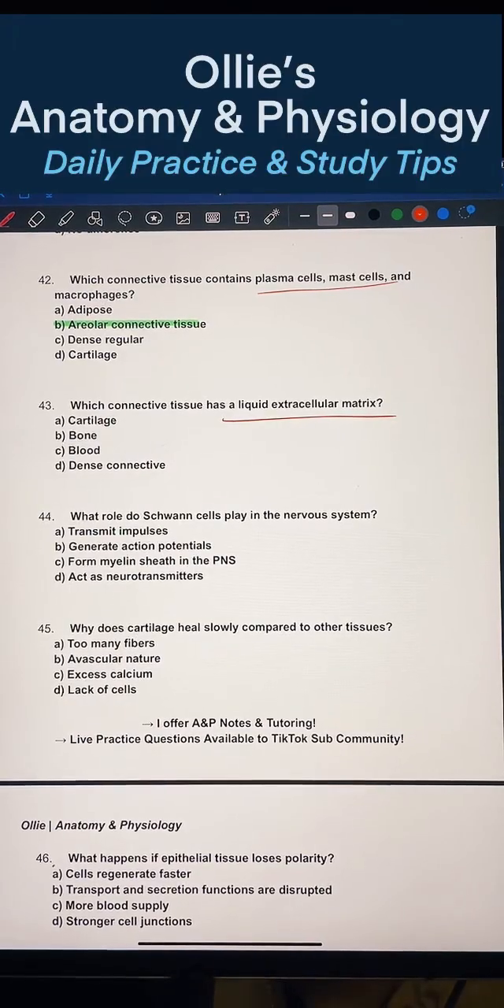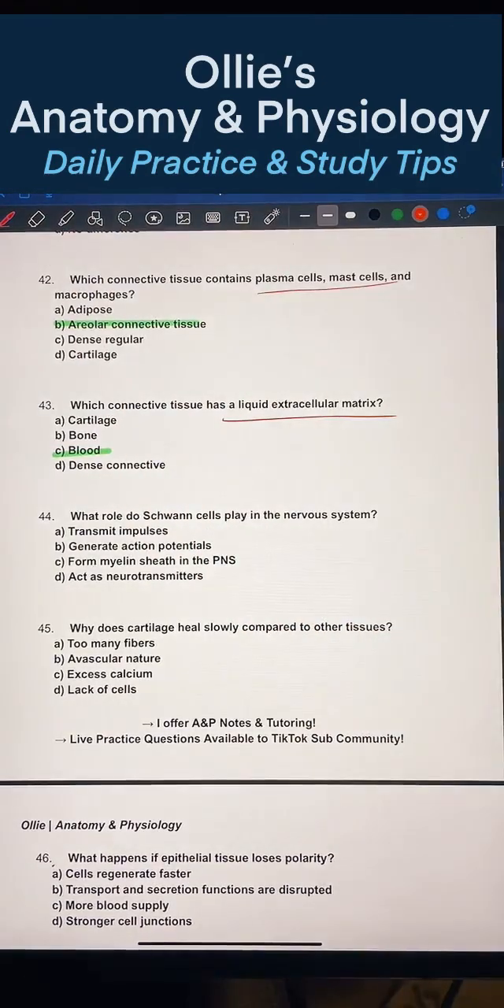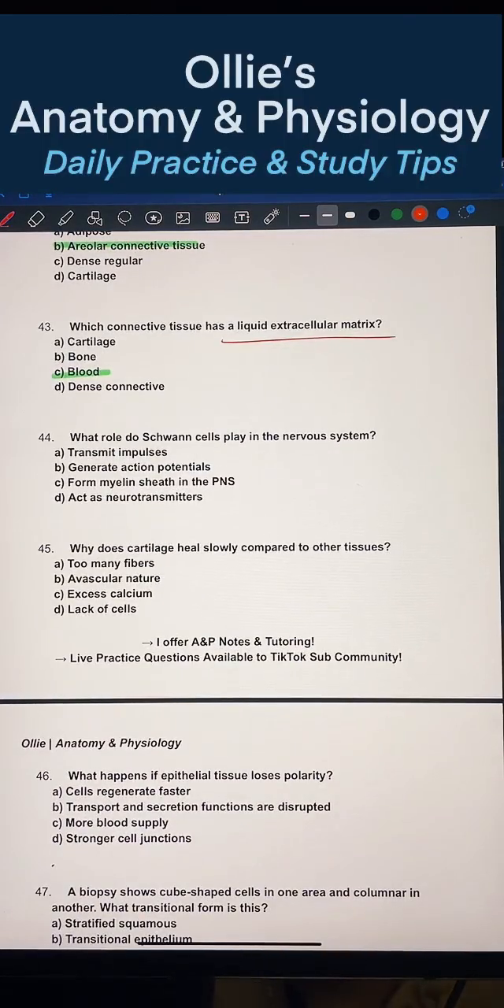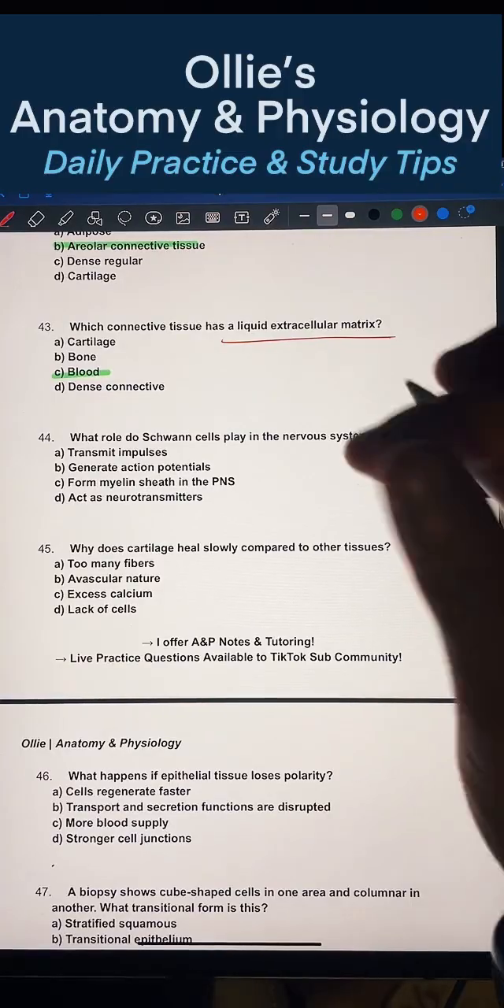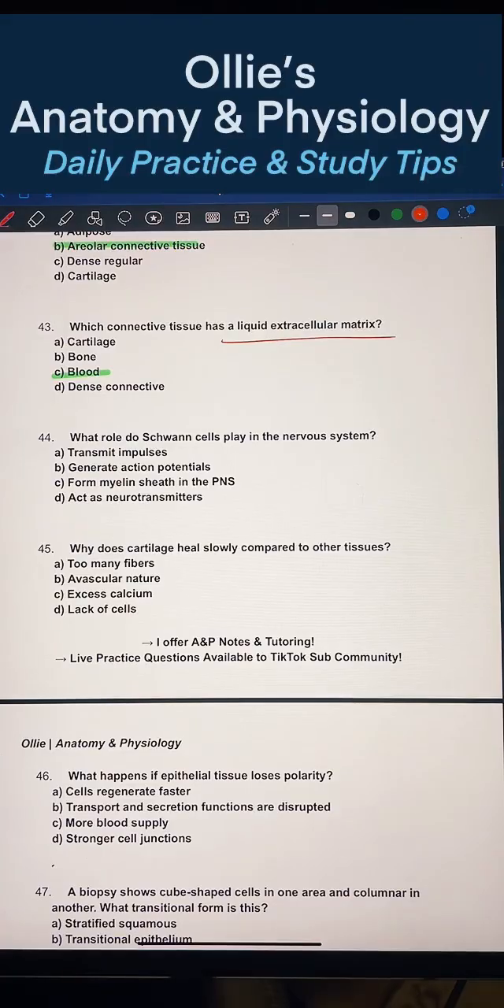Number 43, the answer is blood. Like I mentioned, liquid extracellular matrix. Plasma is the liquid extracellular matrix. The rest of these, so cartilage would be gel-like, bone is mineralized, and dense connective is fibrous.